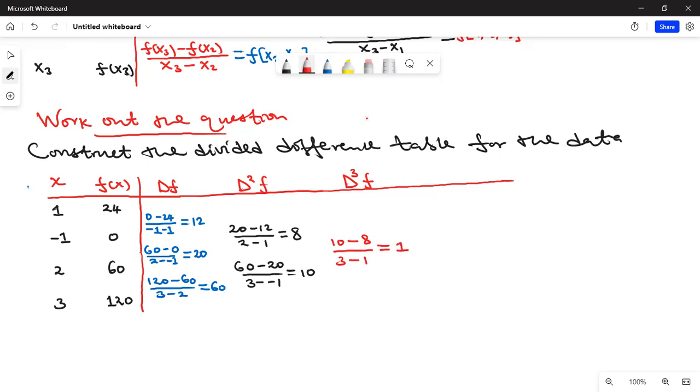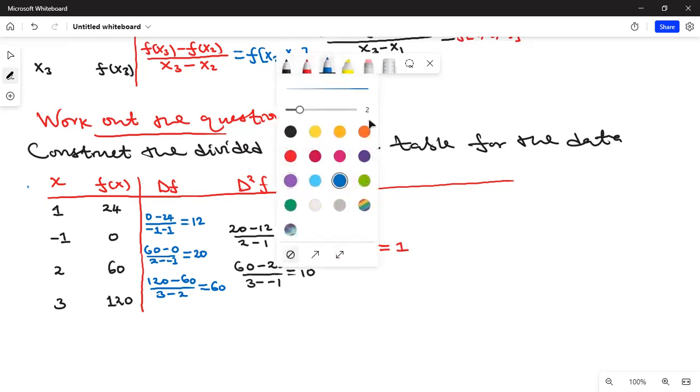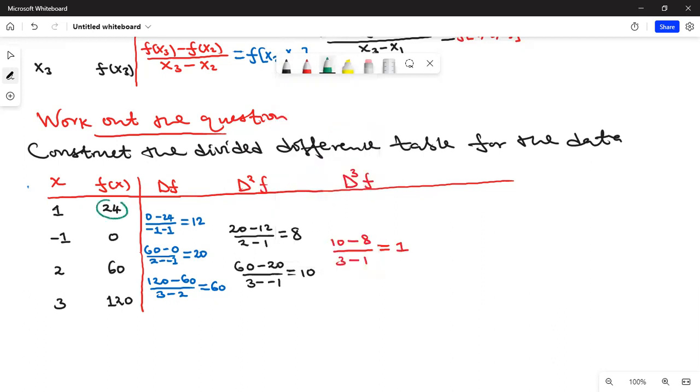Having constructed this table, we can now get the values of B1, B2, B0, and even B3. So this is B0, B1, these are the values B2, and lastly this one is B3.